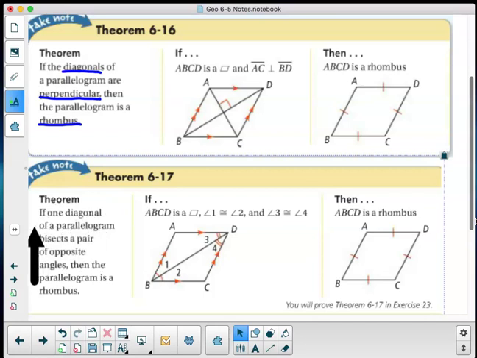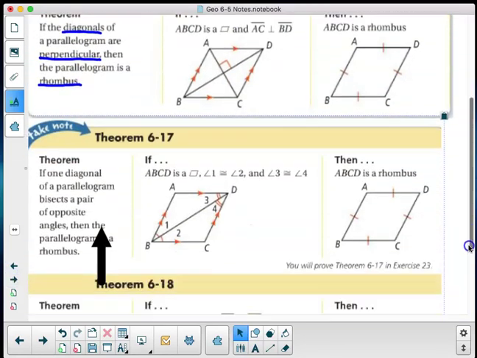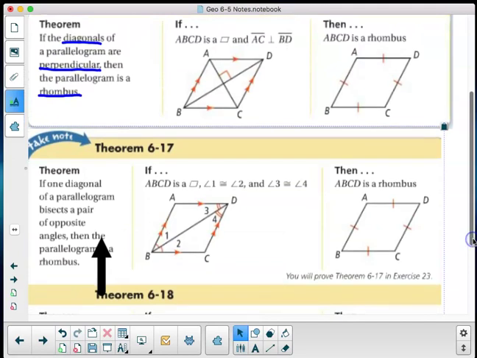Now let's look at the next one. If one diagonal of a parallelogram bisects a pair of opposite angles, then the parallelogram is a rhombus. So if I have a diagonal that cuts an angle in half, and it's a parallelogram, and these angles are congruent to each other, then I can assume it's a rhombus.